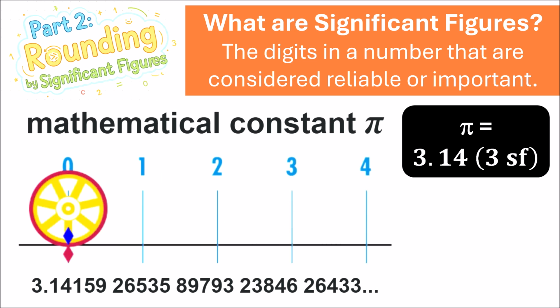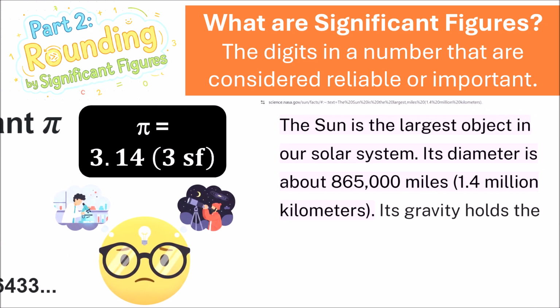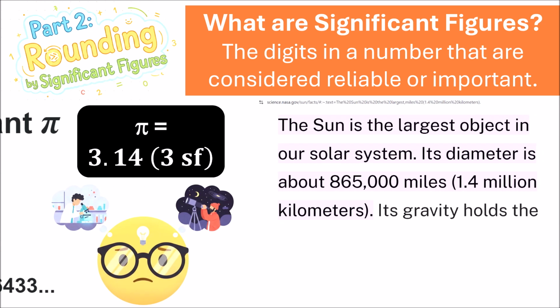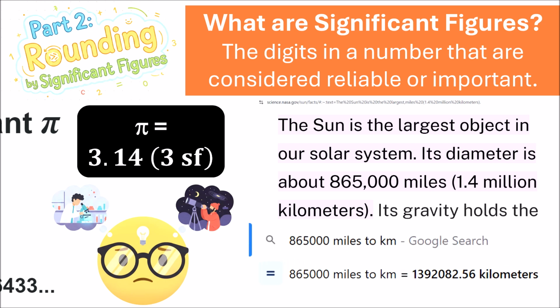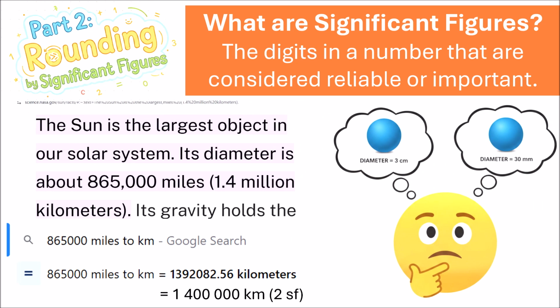Significant figures are essential because numbers can be very big or very small. For instance, the diameter of the Sun is about 865,000 miles. If this is converted to kilometers and then rounded to 2 significant figures, you get 1 million 400,000 kilometers. Using place value or decimal places can be an issue when units are involved.